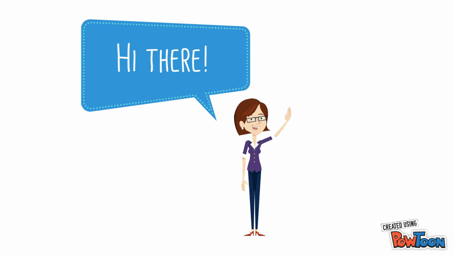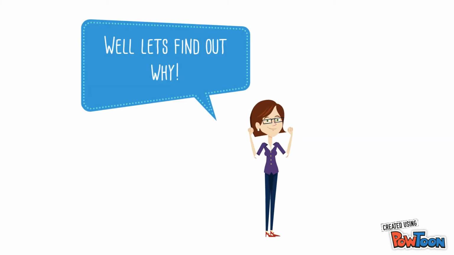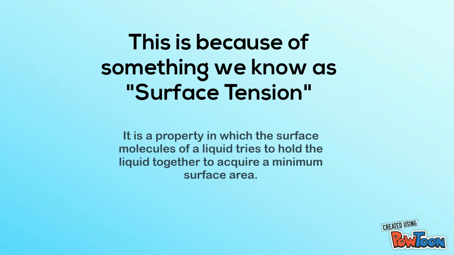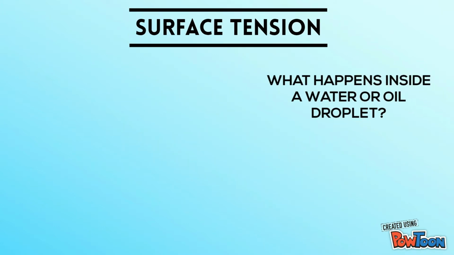Hi there! Ever wondered why oil and water appear as droplets? Well, let's find out why. This is because of something we know as surface tension. It is a property in which surface molecules of a liquid try to hold the liquid together to acquire a minimum surface area. So what happens inside a liquid or oil droplet?